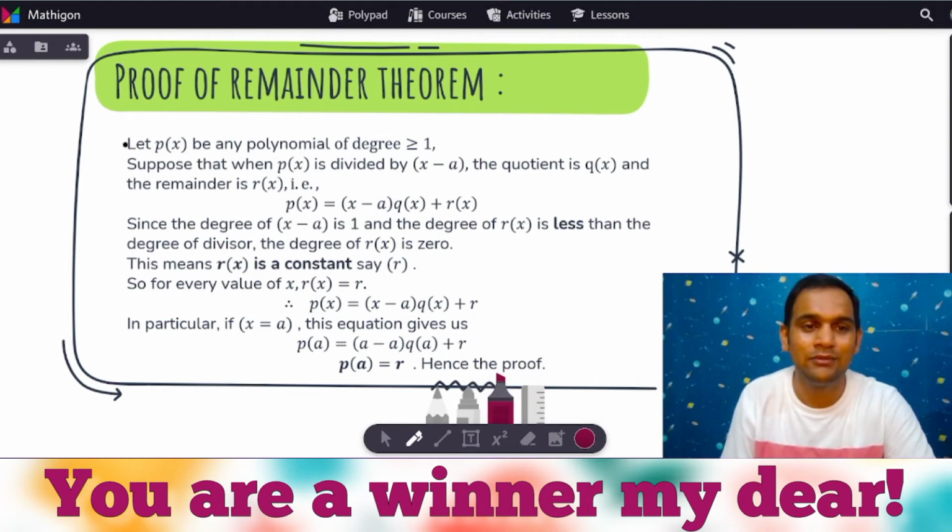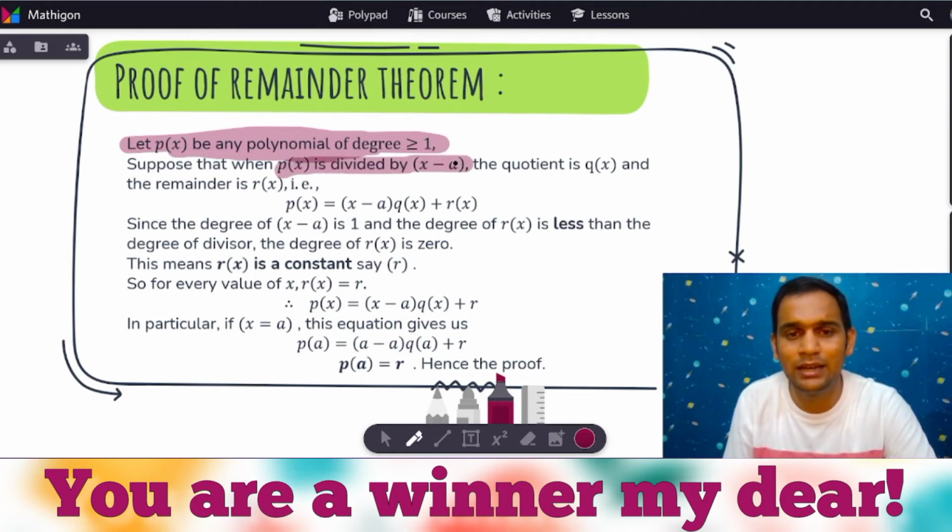So again, we will assume what is assumed in the theorem. Let P of x be a polynomial of degree greater than or equal to 1. Suppose that when P of x is divided by x minus a, the quotient is q of x and the remainder is r of x. Why? To apply the division algorithm. So quotient and remainder we have. According to the division algorithm, P of x equals x minus a times q of x plus r of x. Yes or no?